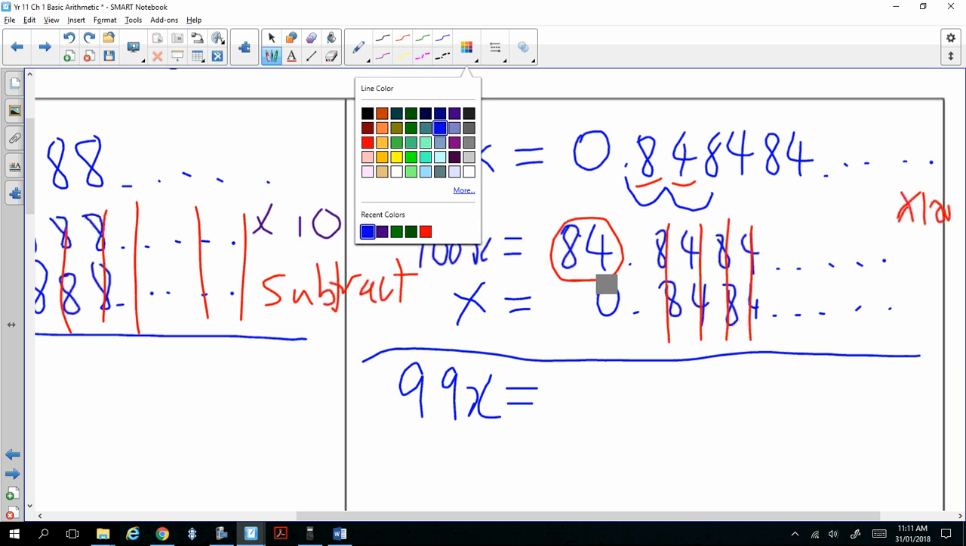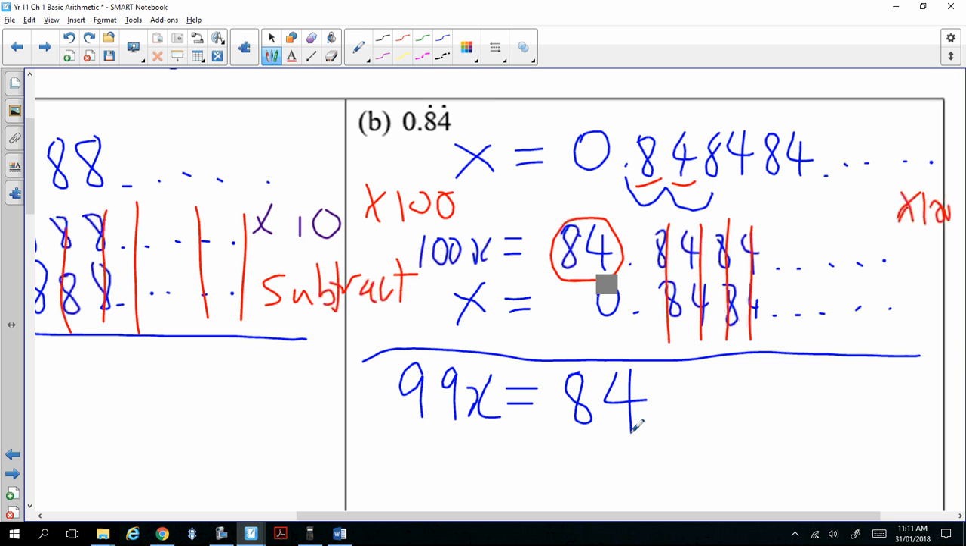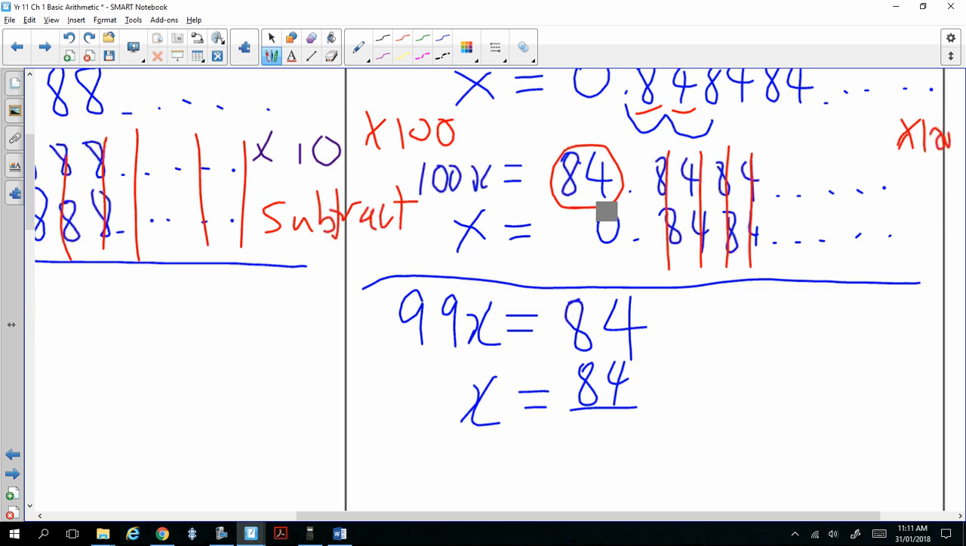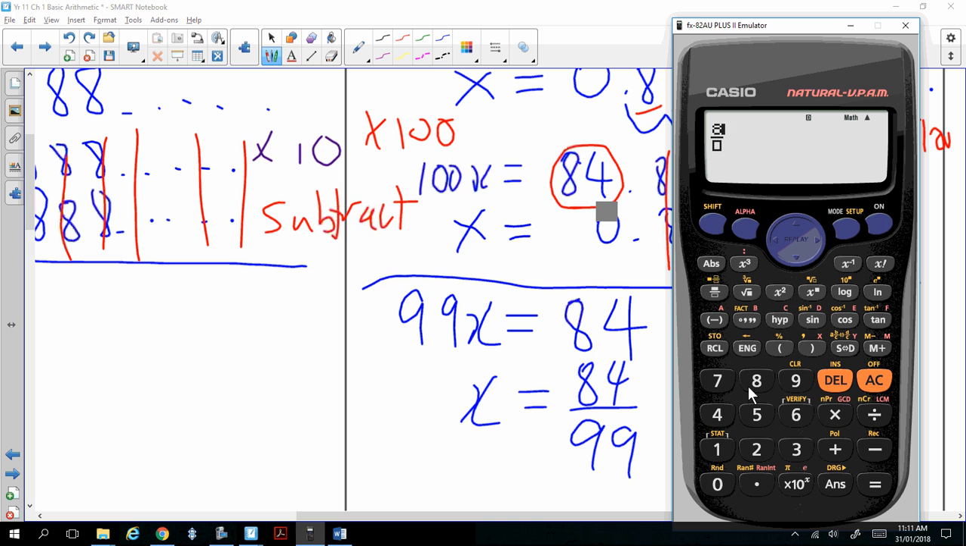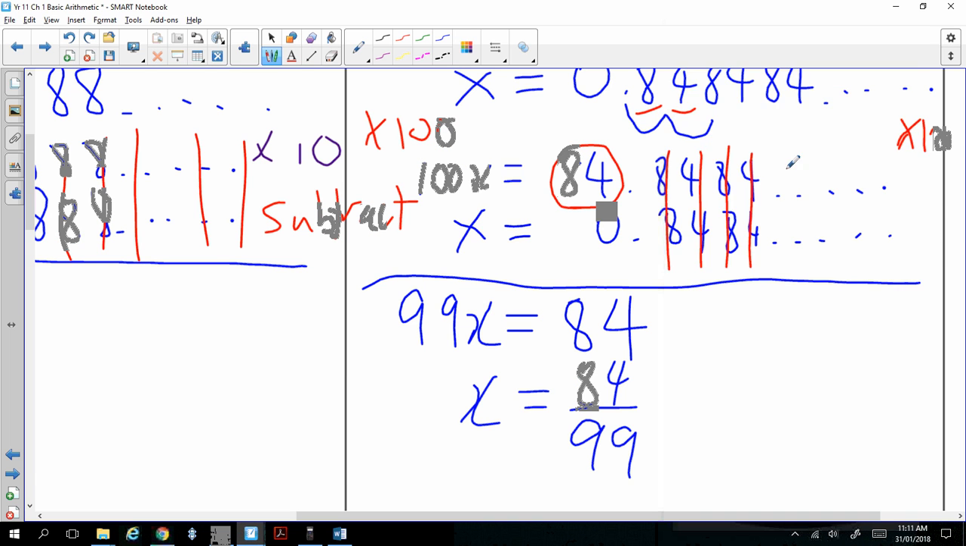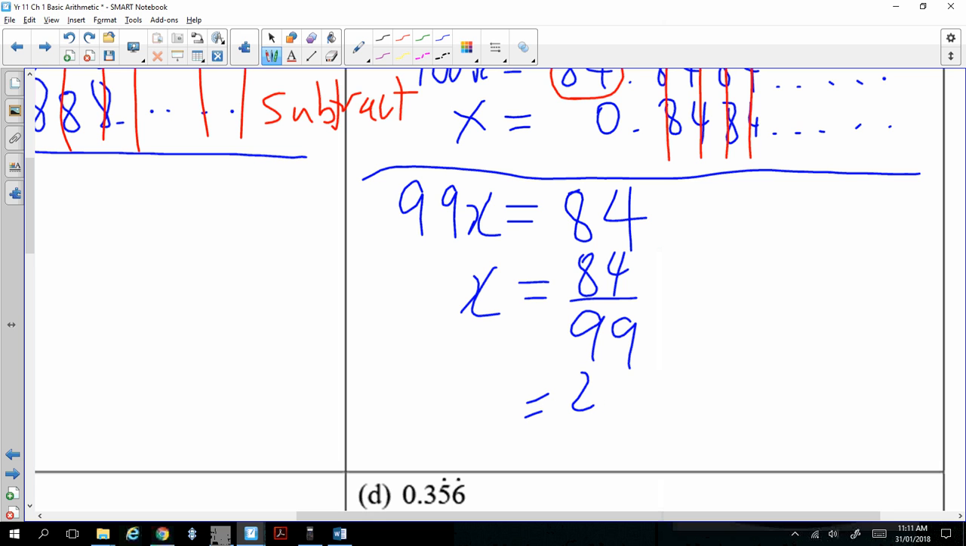Make sure you simplify your answer, but you can just ask the calculator to do that for you. So just press the button. 84 over 99 equals to 28 over 33. And of course, just to double check that you've done the right thing, it is 0.84, 84, 84, 84. Okay, so it's correct.